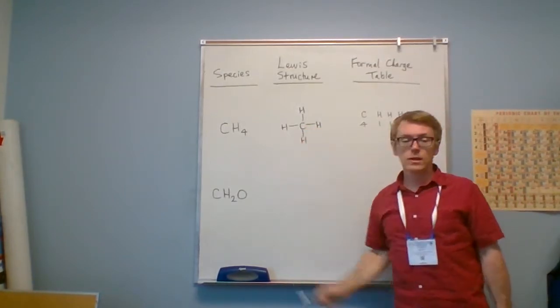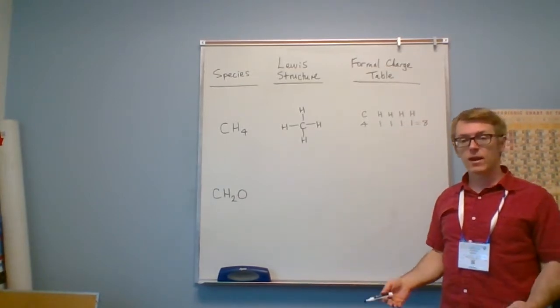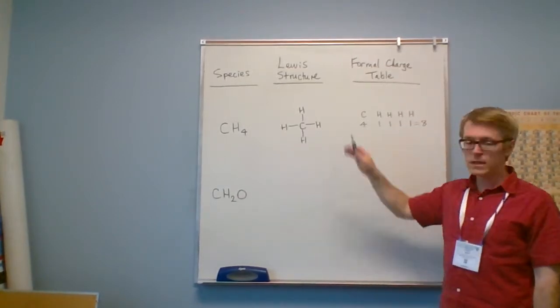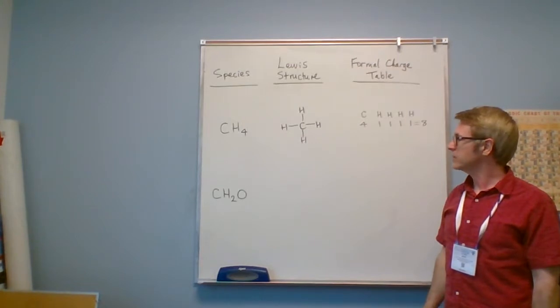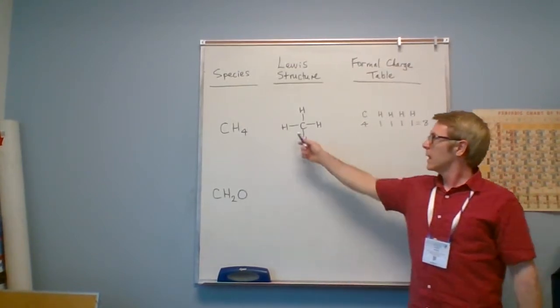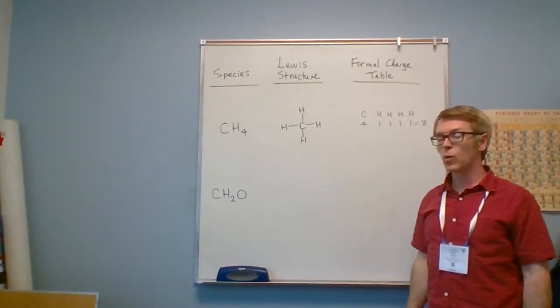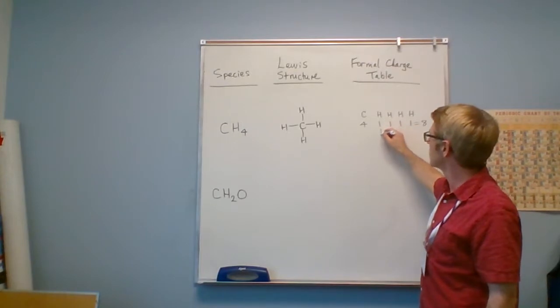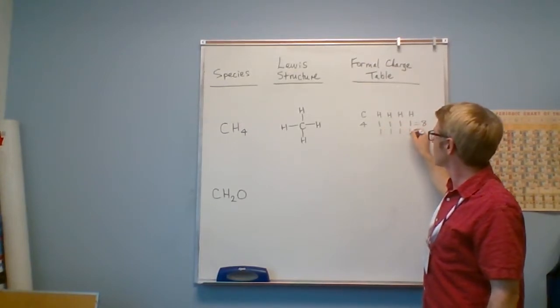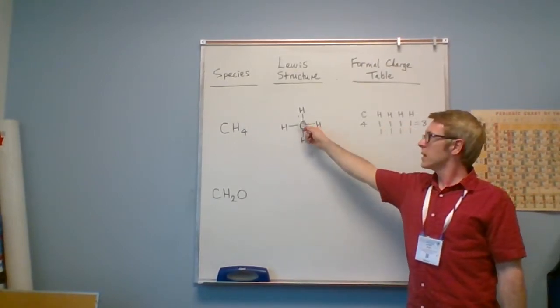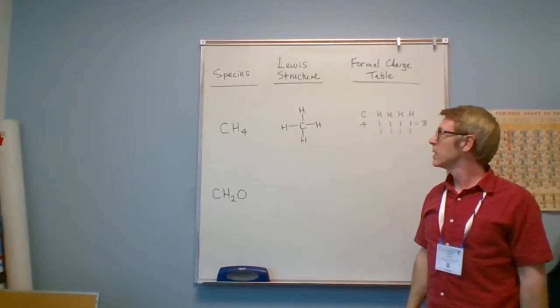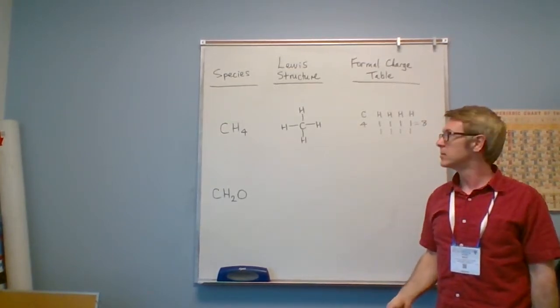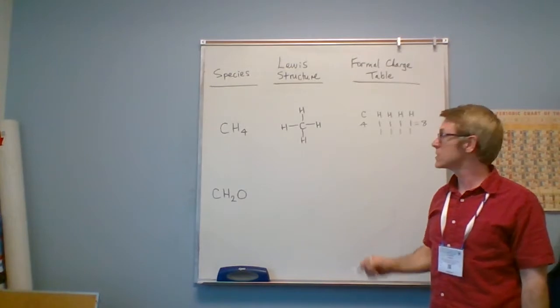Each line is 2 electrons. I have 4 lines, so I have 8 electrons total, so no need to add dots. Each hydrogen has been assigned 1 line. That's 2 electrons. 50% of 2 is 1. The carbon now has 4 lines. That's 8 electrons. 50% of 8 is 4.